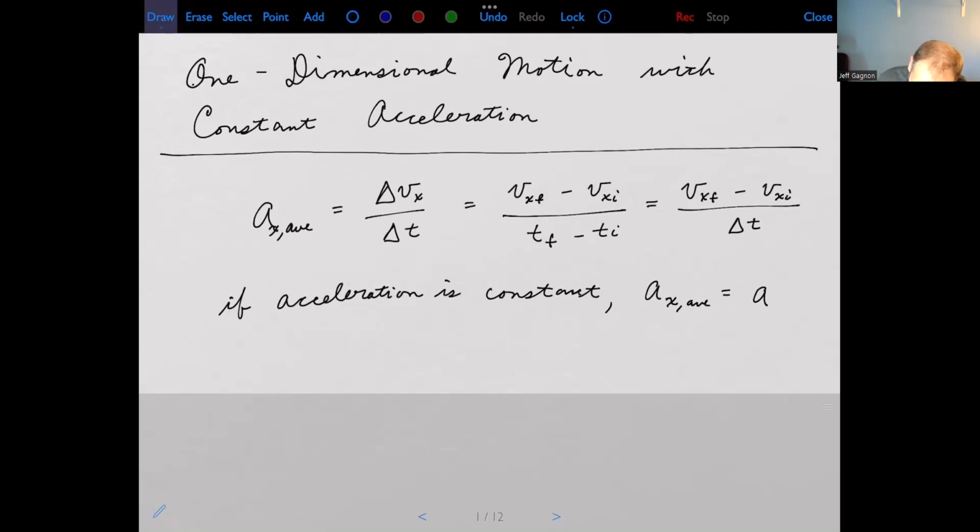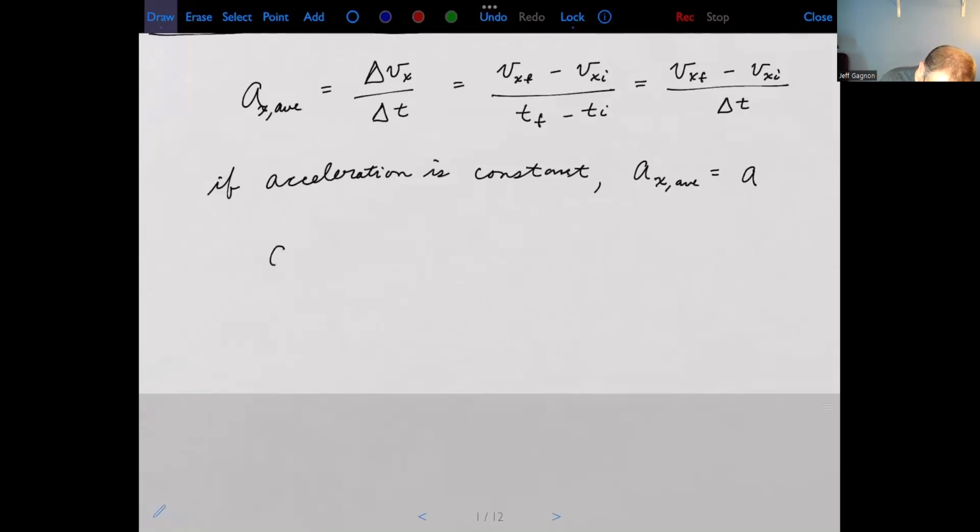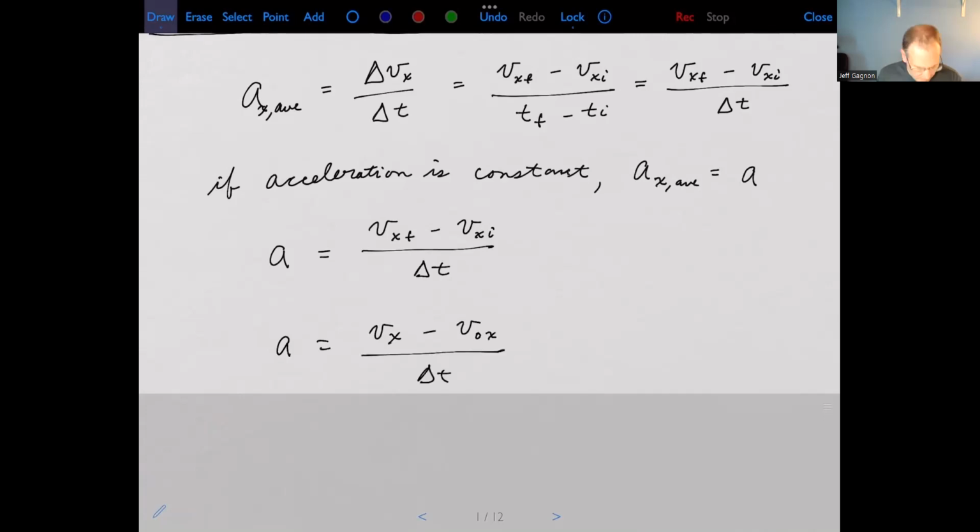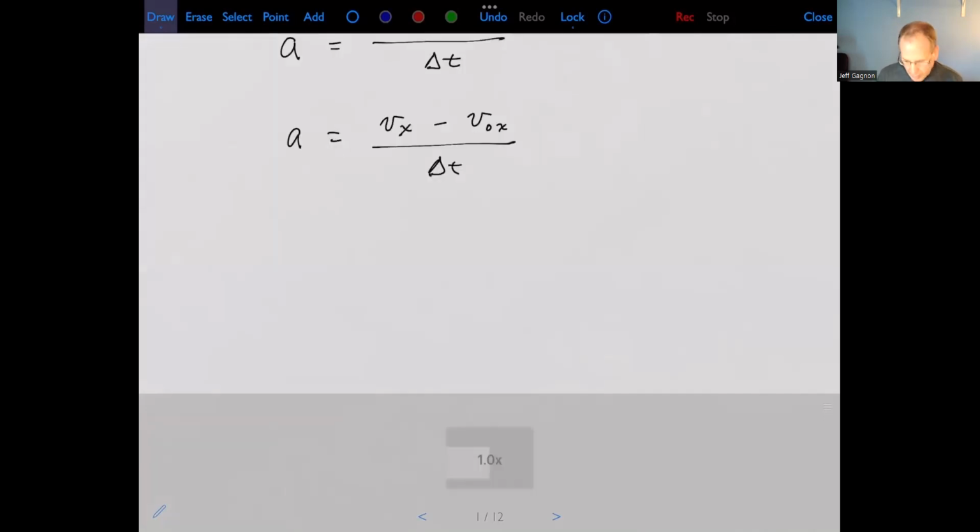So then I can rewrite my equation now as A is equal to Vx final minus Vx initial over delta T. And then usually what I like to do, just to keep things a little simpler, is just write the final velocity as Vx and the initial velocity as V naught x, over delta T. Okay, so now let's solve this equation for V final, so for Vx. So how do I solve this equation for Vx?